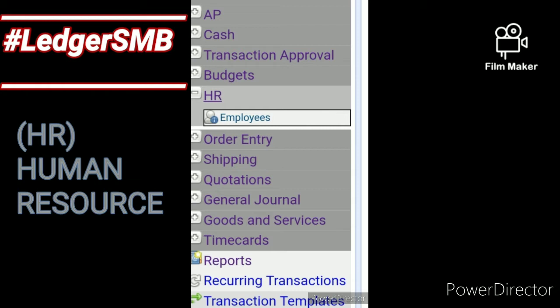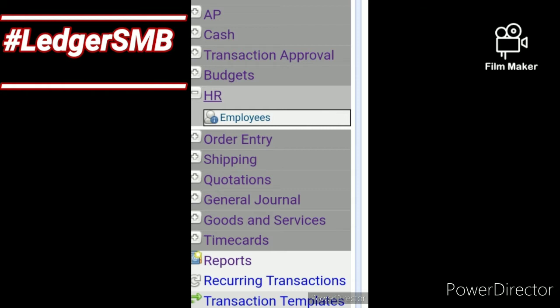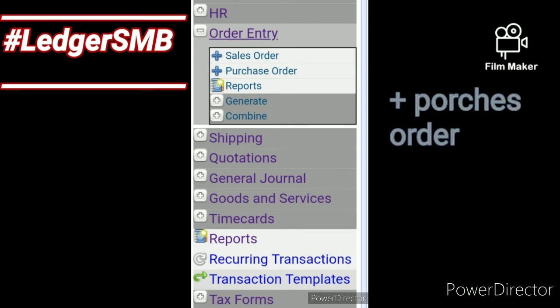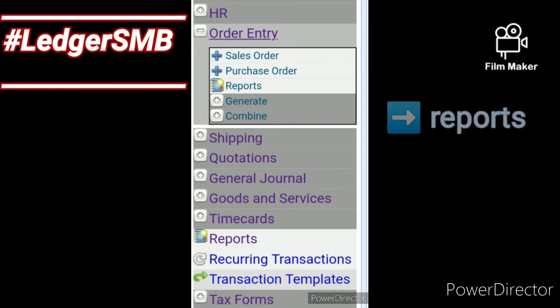HR, or human resources, is made up of employees. Human resource management is an important module used to automate administrative work that is otherwise tedious and time consuming. The categories of order entry are sales order, purchase order, report, build, and merge.